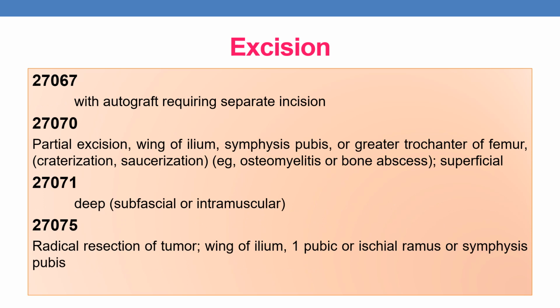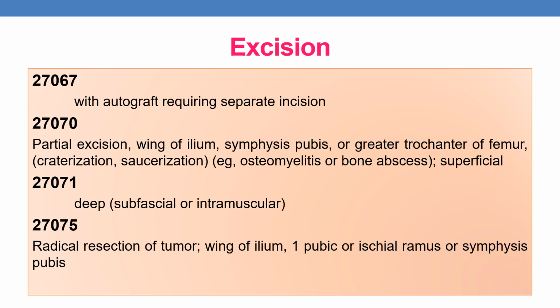The next CPT is 27067. It deals with excision of bone cyst or benign tumor with autograft requiring separate incision. And the next is 27070. It deals with partial excision, wing of ilium, symphysis pubis or greater trochanter of femur, superficial. If it is deep, the CPT is 27071.